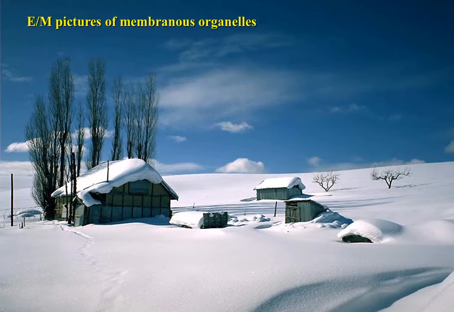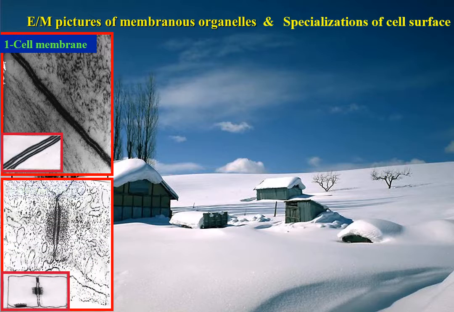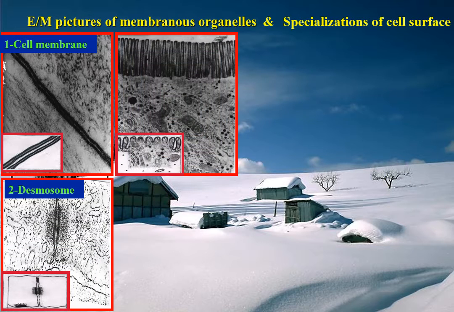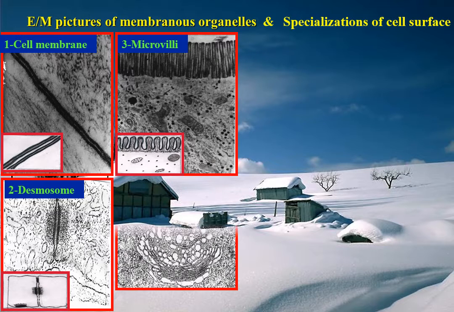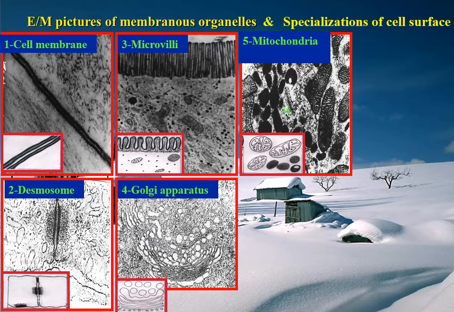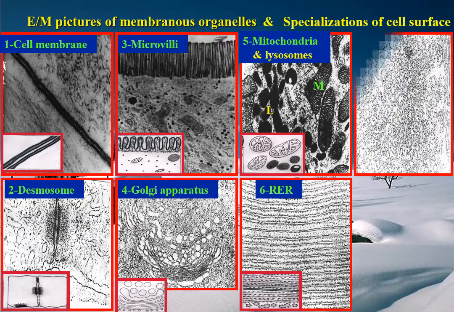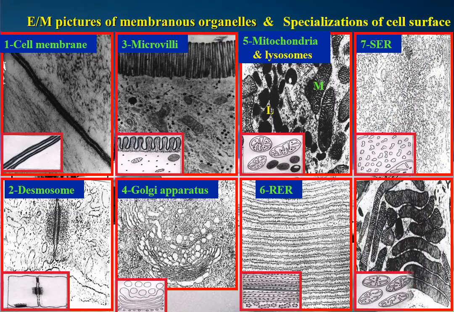Electron micrograph pictures of examples of membranous organelles and some specializations of the cell surface. Cell membrane, desmosome, a specialization of the lateral surface. Microvilli, specialization of the apical surface. Golgi apparatus, mitochondria and lysosomes. Rough endoplasmic reticulum, smooth endoplasmic reticulum, mitochondria.